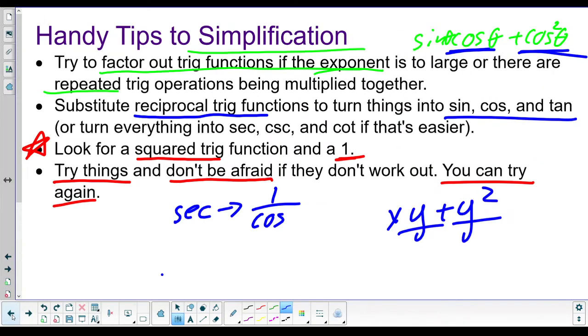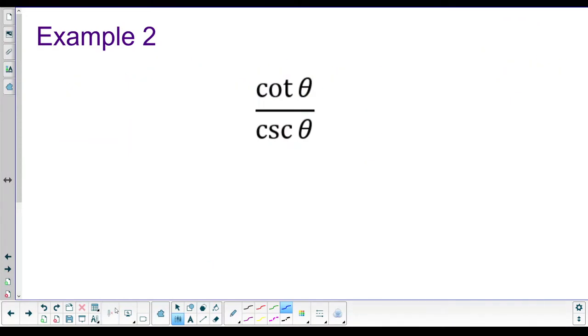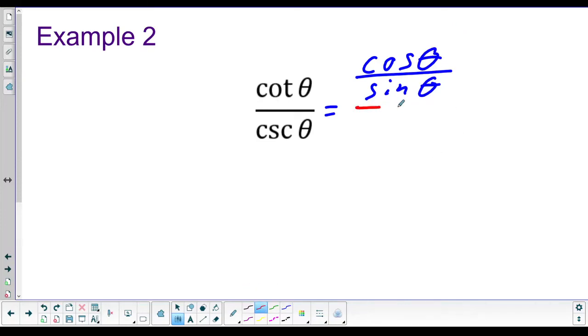Let's try again. Let's try something else. This will work if we're not terrified of fractions, but we're terrified of fractions. So let's back up and try this again. Instead of turning this into tangent, let's go ahead and turn it into its quotient of cosine over sine. That way we don't get a fraction in a fraction in a fraction in a fraction. Red fraction bar. This is unfortunately still 1 over sine of theta. Now this we can handle.